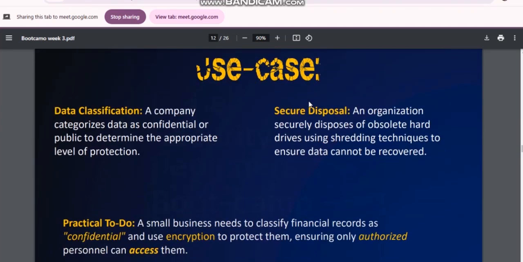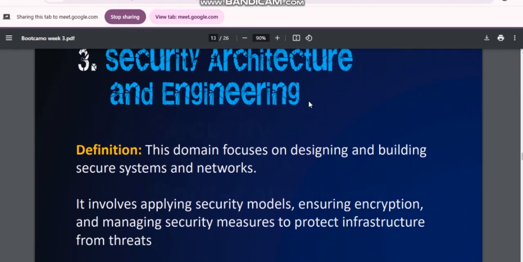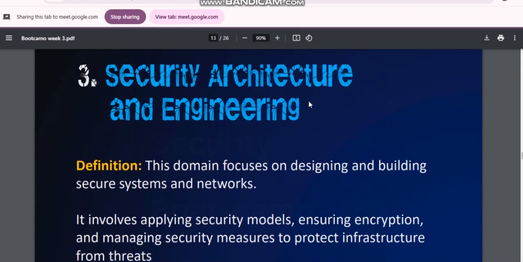So the third domain here will be security architecture and engineering, which focuses on designing and building secure systems. I think this affects even the website that I scanned recently. If the building or the design process follows secure patterns and secure code and handling and so on, the probability of being vulnerable will be drastically reduced.